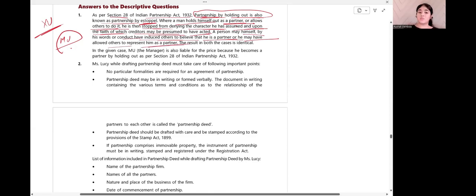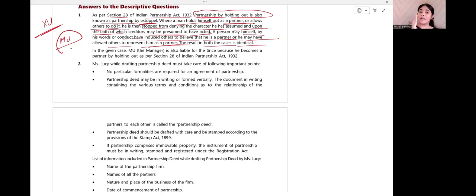Now, in this situation, what has happened? By the conduct, by remaining silent, that is also a type of action. Silence is also a type of action. So, by remaining silent, he allowed XU to represent him as a partner in front of the creditors. The result in both the cases is identical. Even if MU shows himself as partner, or XU shows that MU is the partner, the situation will be the same. You can't deny that you are not the partner, and you will be liable just like a partner in this particular situation.